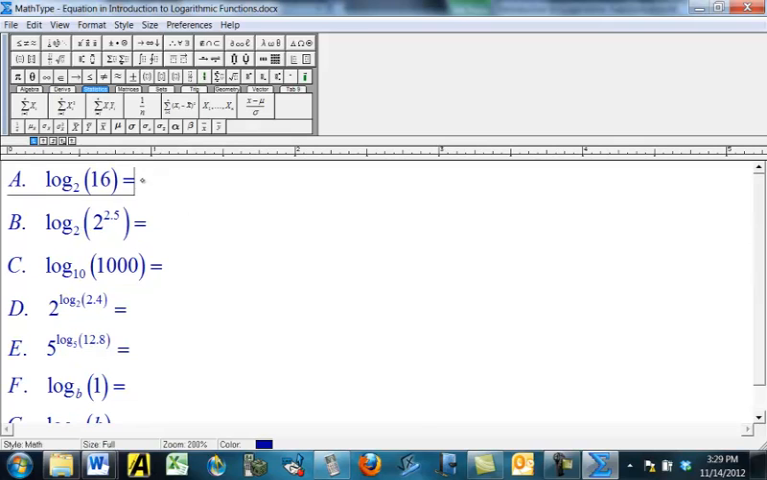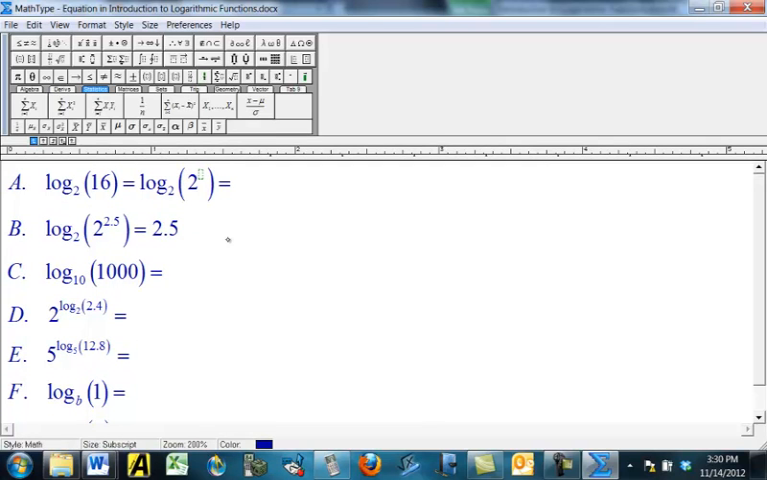Okay, so let's do the second one first. Notice they're already written as the same base, so they just cancel each other out and leave the 2.5. So the question in this first one is, can I rewrite the 16 as 2 to some power? And if I can, that power is the answer, and the answer is, of course, yes, I can do that. The power is 4.